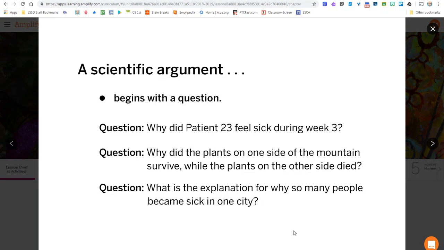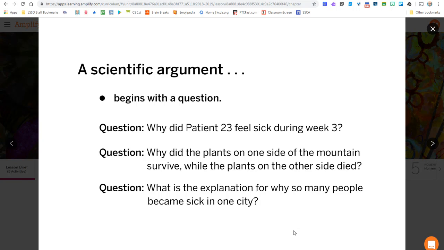All scientific arguments begin with a question about the natural world. Scientists investigate their questions by gathering and analyzing data. They use this information to generate a proposed answer or claim. In a written argument, the claim is often summarized in the first sentence.